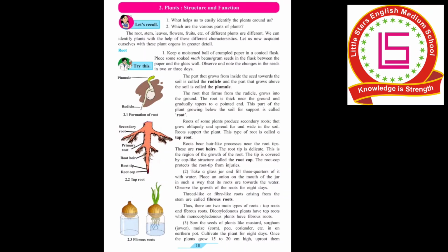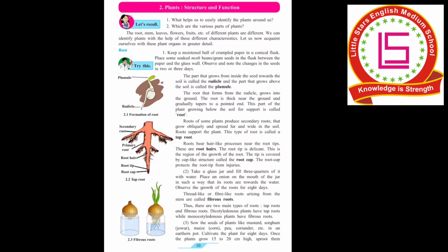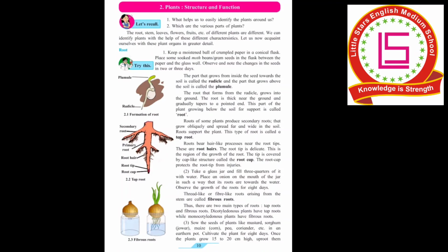Roots of some plants produce secondary roots. You can see in figure 2.2. It is mainly one root and there are many more roots coming out from that root. They grow obliquely and spread far and wide in the soil. Roots support the plant. This type of root is called a tap root. There are normal roots also, but if this kind of root, as in the image in 2.2, is found, it is called a tap root.